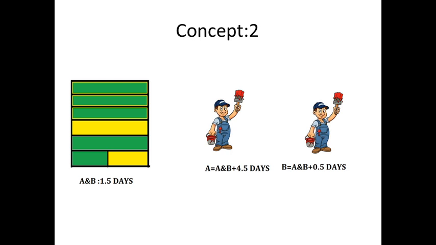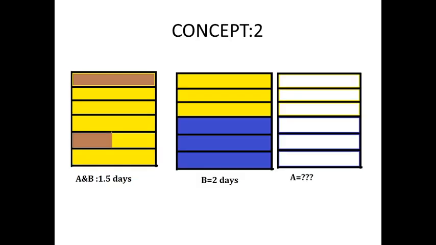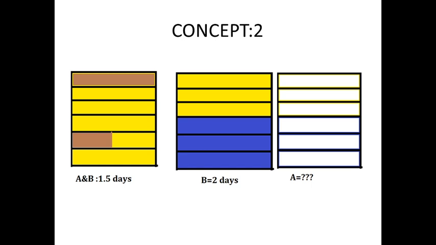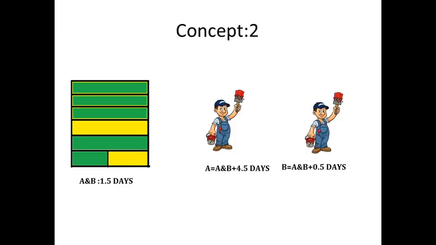Here you have to pay more attention, because this concept seems to be very easy, but if you look at the formula at first, it will be a little bit difficult to articulate where this formula comes from. Just see here, they have given A and B complete the work in 1.5 days, and A does the work in 6 days, which we have calculated. A plus B is 1.5, so 1.5 plus 4.5 is 6 days. So A is equal to A and B plus 4.5. That is what I have given.